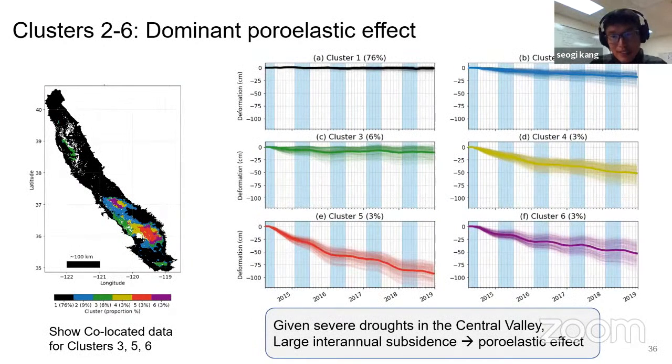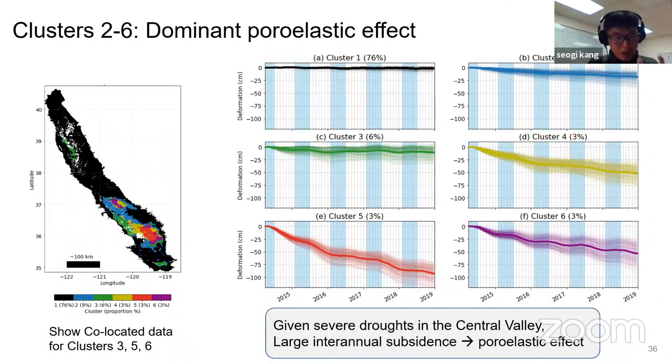In clusters 2 to 6, what we see is a large amount of subsidence. Given severe droughts in the Central Valley, large subsidence is hard to explain by the loading effect, because if this was the loading effect, what we were supposed to see is a large uplift, but that's not the case. So it is clear that this large interannual subsidence is due to the poroelastic effect. So we determined that clusters 2 to 6 are mostly dominated by the poroelastic effect.